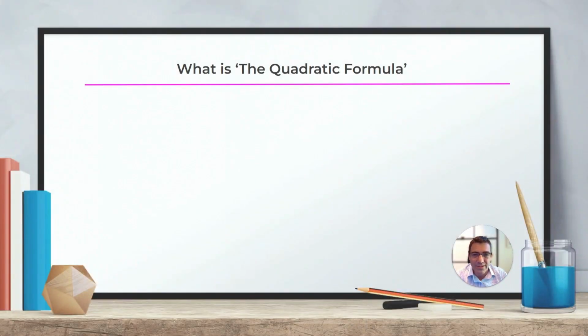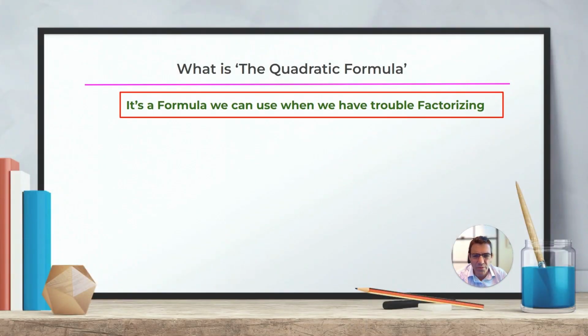What is the quadratic formula? It's a formula that you can use when you have trouble factorizing, or simply put, whenever you cannot solve a quadratic, you should be using the formula. You can use it in the real numbers, you can use it in the complex numbers. It's a formula that always works, so it's super useful.